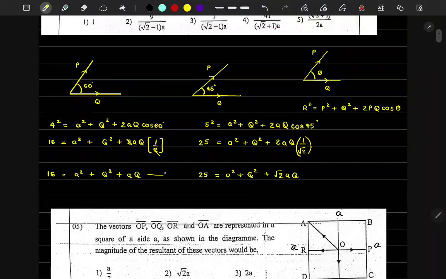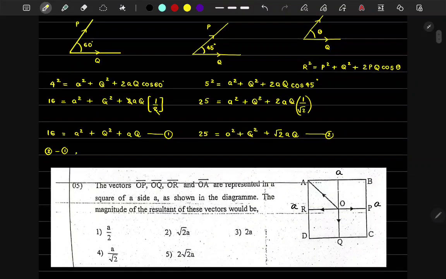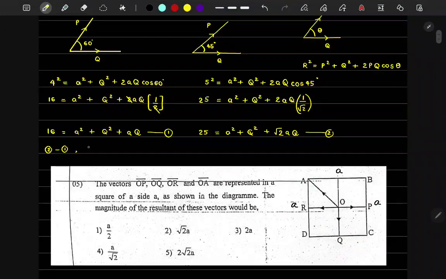So you can reduce the two equations now. If you reduce the second equation by the first equation, you get 25 minus 16. These two get cut off. Also these two. You end up with root 2 AQ minus AQ. Now you can take the common factors out.